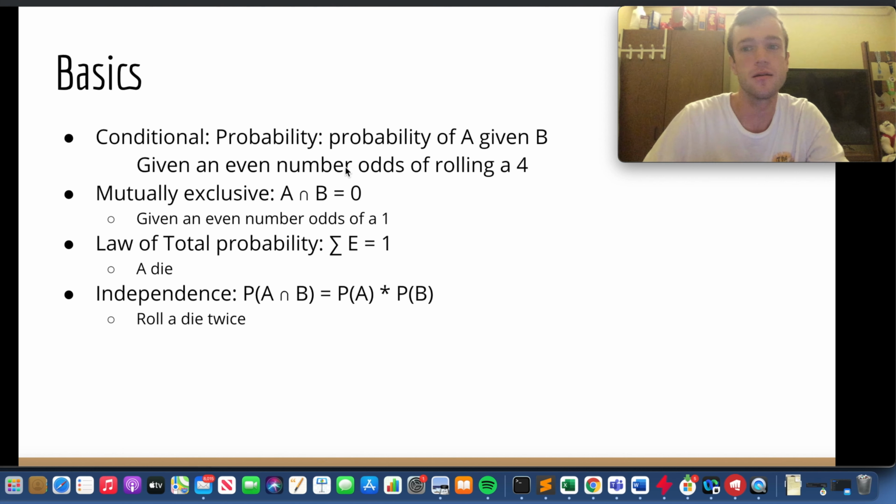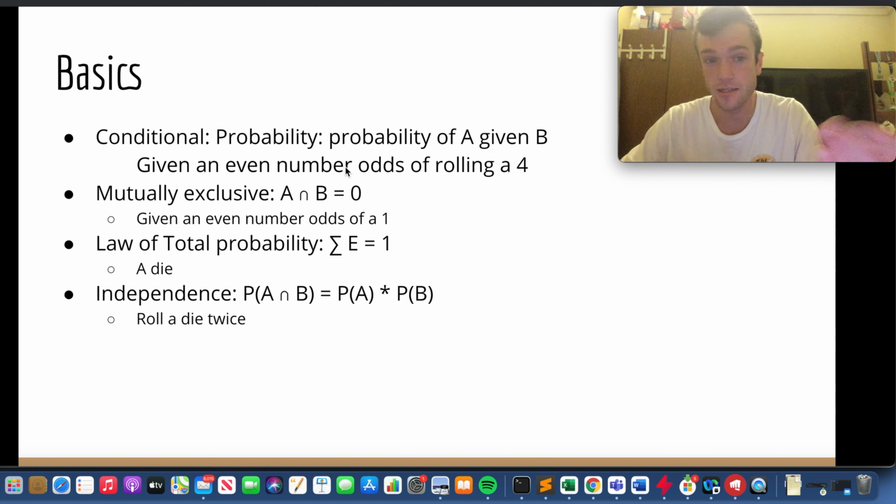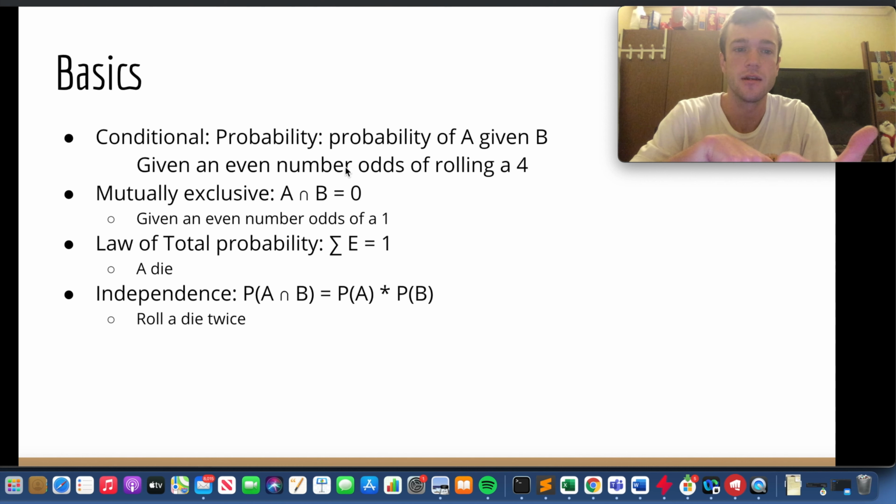Okay, so moving on to mutually exclusive. The intersection of A and B is 0. So, back to the coin example, you can't get a heads and a tails. For our die example, given an even number, what are the odds of rolling a 1? You can't have an even number and a 1.